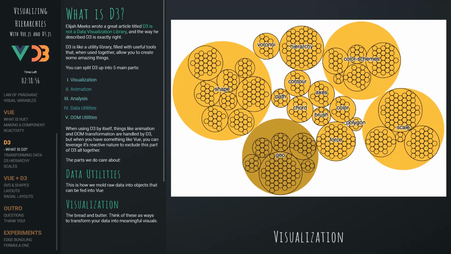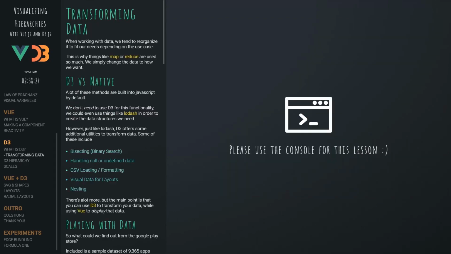And then we have the visualization part. Right, so this is the bread and butter. Think of these as ways to transform your data into meaningful visual information, like X and Y positions, sizes, things like that. In this one you've got shapes, and we're going to go through some of those. There's Voronoi, hierarchy, contour, path, chords, axes, brush, color schemes. All these different things work in conjunction with visualizing this sort of information.